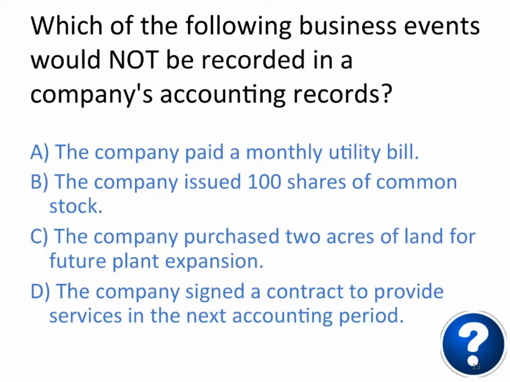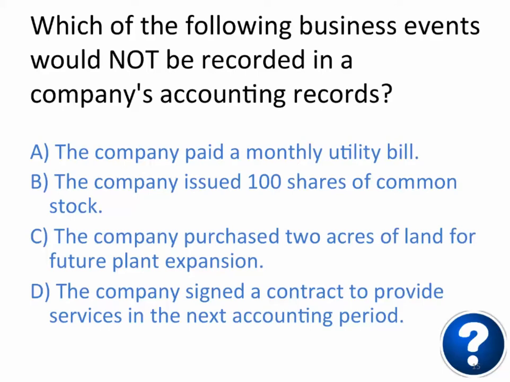Okay, that's a transaction. B, the company issued 100 shares of common stock. Does that have a financial impact? Yes. Can we measure it reliably? Yeah, because we have what the people paid us for the common stock, right? So it's not B. C, the company purchased 2 acres of land for future plant expansion. Does that have a financial impact on the business? Yes, because we paid cash, we have money going out, and we can measure it reliably because we have the real estate transfer, what we actually paid. So it can't be C.